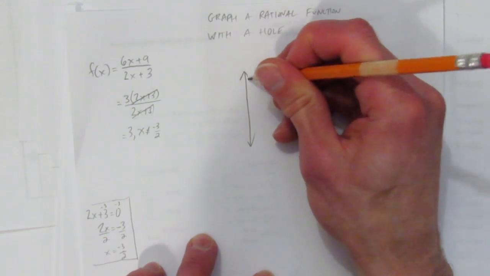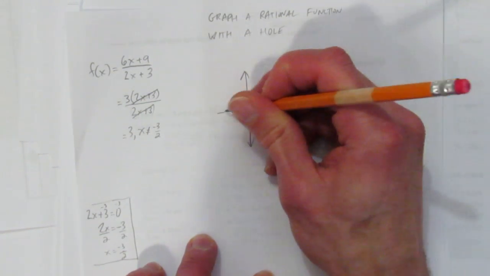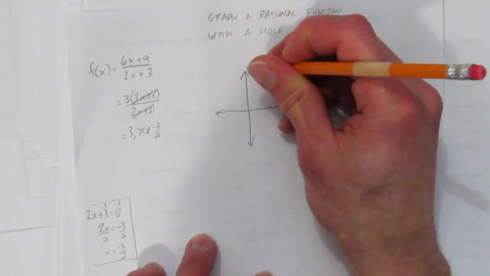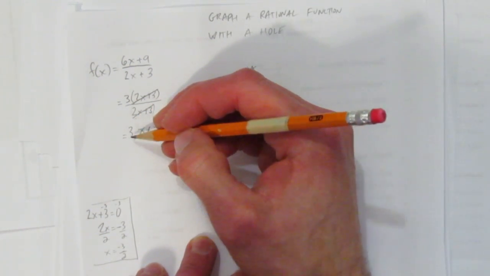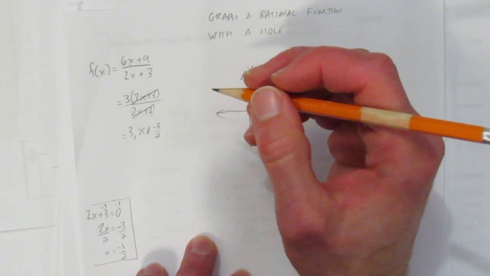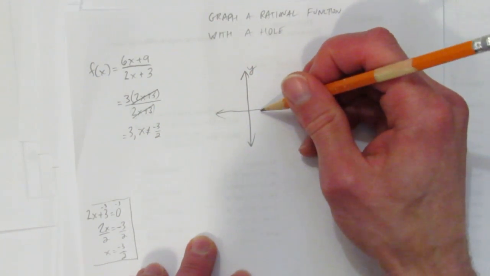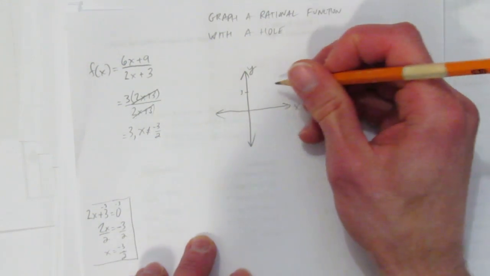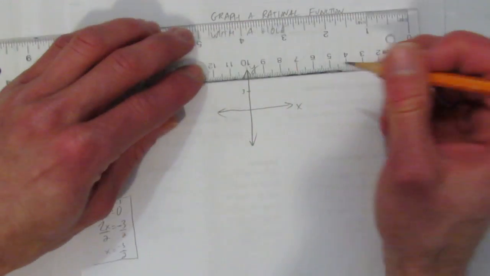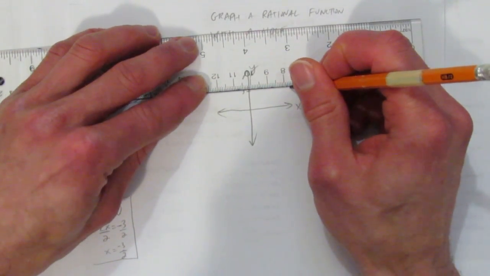Let's make our x-axis and our y-axis. Don't forget to put arrows. Label the axes. This function is just now equals 3, which means whatever x you pick, you get 3. X is 1, 3. X is 2, 3. X is 3, 3. You get a flat line at y equals 3. I'm going to take my ruler and make a flat line at 3.